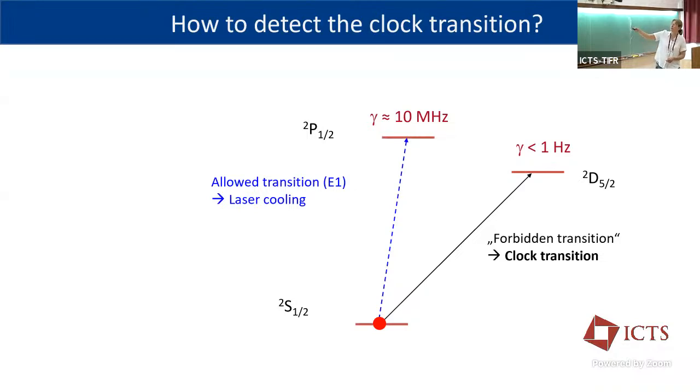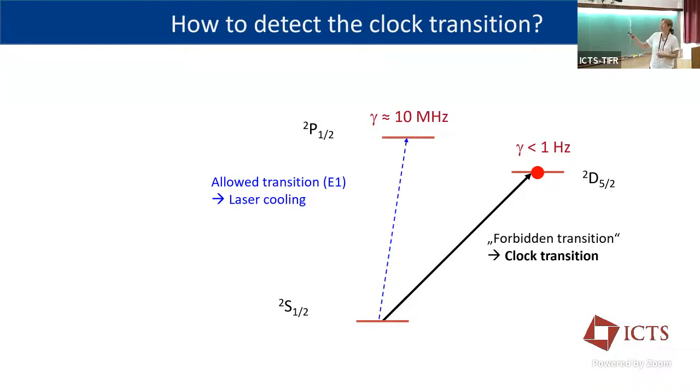We have here on the other side very allowed E1 transitions. So this electric dipole transition that you can use beautifully for laser cooling. You can scatter many photons. But if you excite the clock transition, how do you know whether it was down or up? Anybody an idea? Who has seen that already? The same trick you do with the optical quantum computer.